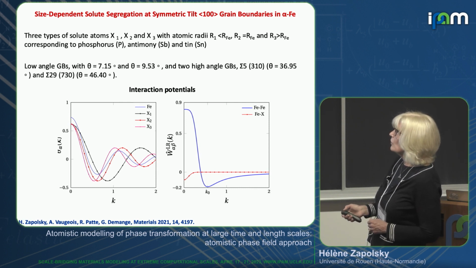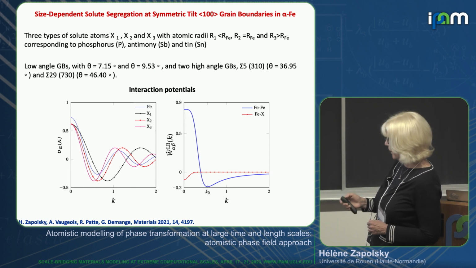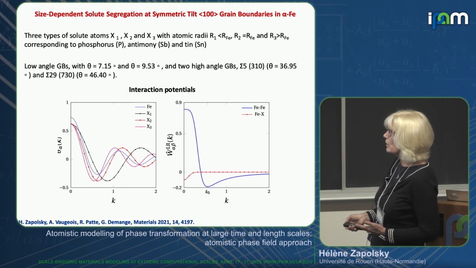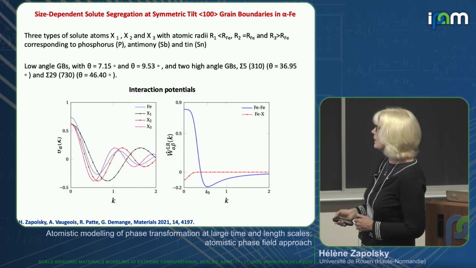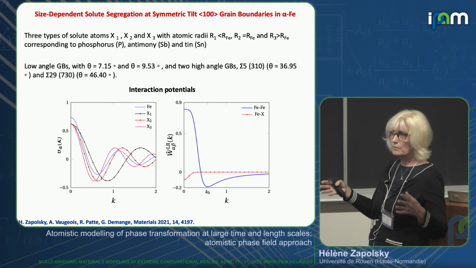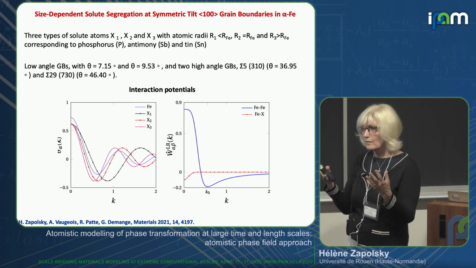Then we studied two grain boundaries, a low angle grain boundary and a high angle grain boundary. In this case, the short range interaction is shifted each time because the size of the atom is different, and the long range interaction has one minimum because it's a BCC structure. We suppose that the interaction between iron and solute atoms is just phase separation. There is no ordering structure.